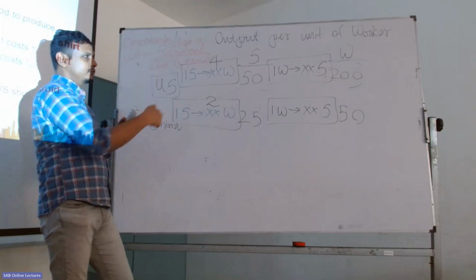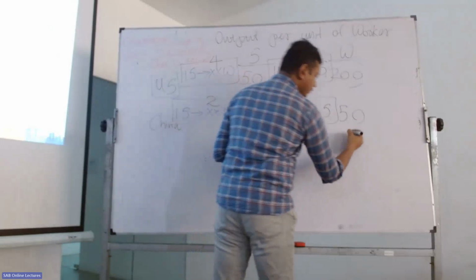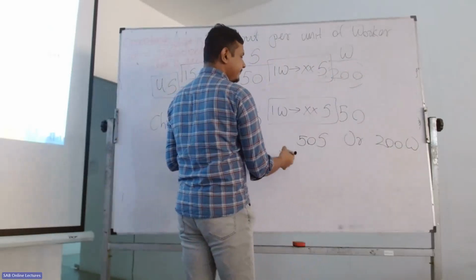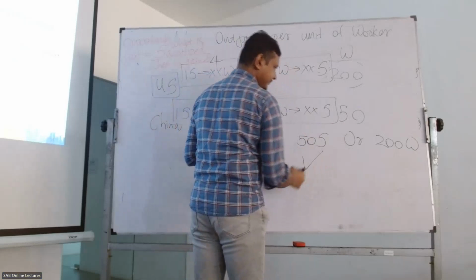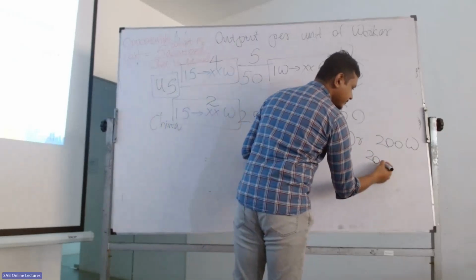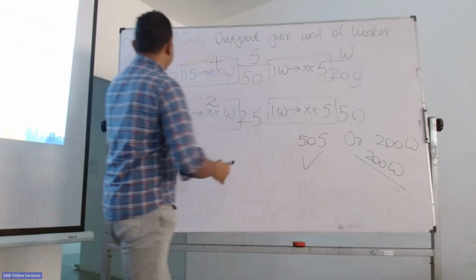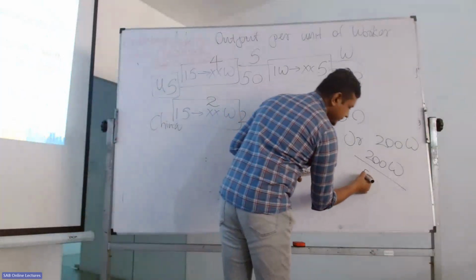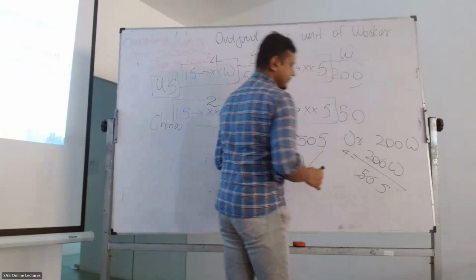The US can produce either 50 shirts or 200 bushels of wheat. If the US produces shirts only, how much does the US have to sacrifice? 200 bushels of wheat. That is the amount of wheat sacrificed. What is the gain? 50 shirts. So 200 divided by 50 is 4.